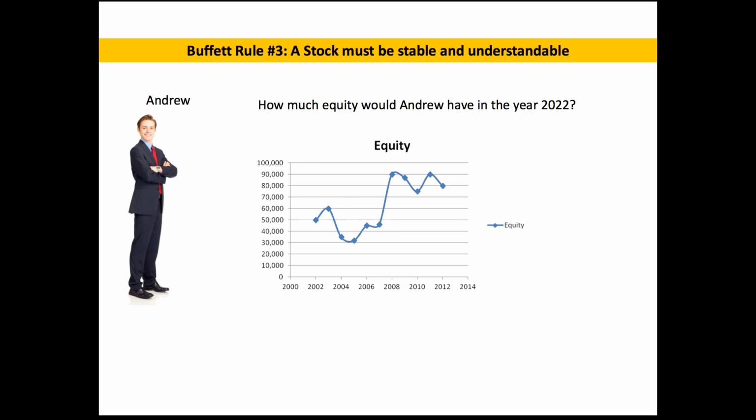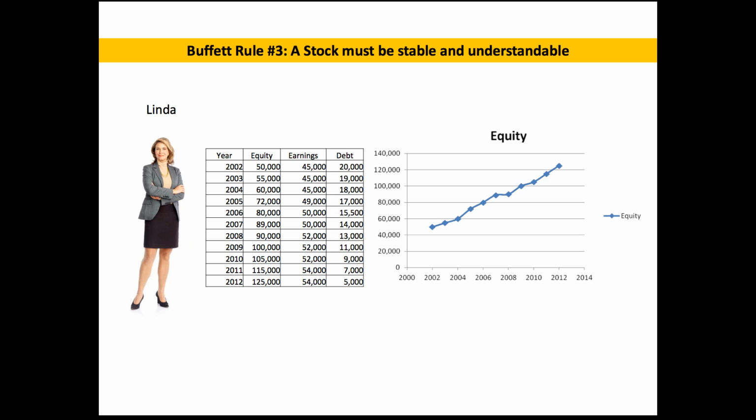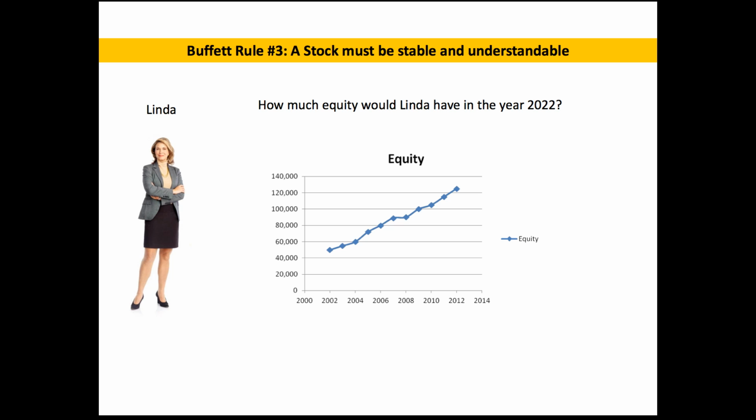So let's look at a different person. Let's assume that we're going to look at a woman named Linda. Linda lives a completely different way than Andrew. We're looking to assess her equity, earnings, and debt. When we look at her equity, you can see that it grows very steadily every single year, almost by the same margin. It's a very linear graph. So as we look at Linda, let's say we wanted to estimate how much equity she would be worth 10 years from now. I think everyone can agree that would be a lot easier to estimate for Linda compared to Andrew.